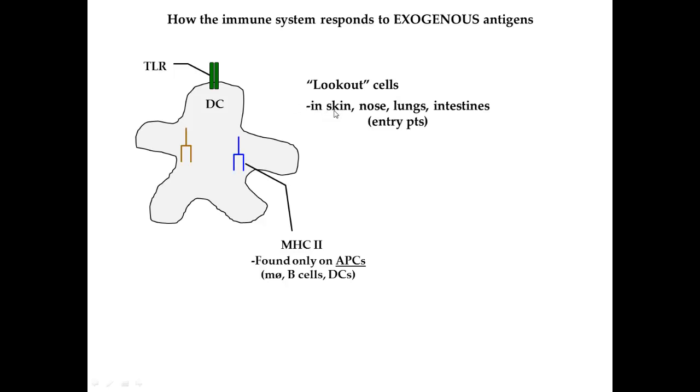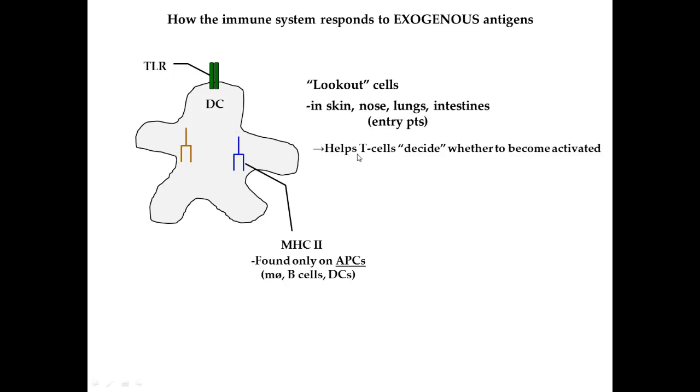Dendritic cells are found in the skin, the nose, the lungs, and the intestines, and basically any entry point in the body. And it's for this reason that these cells are likely to be the cell that bacteria first encounter when they make their way into our body.